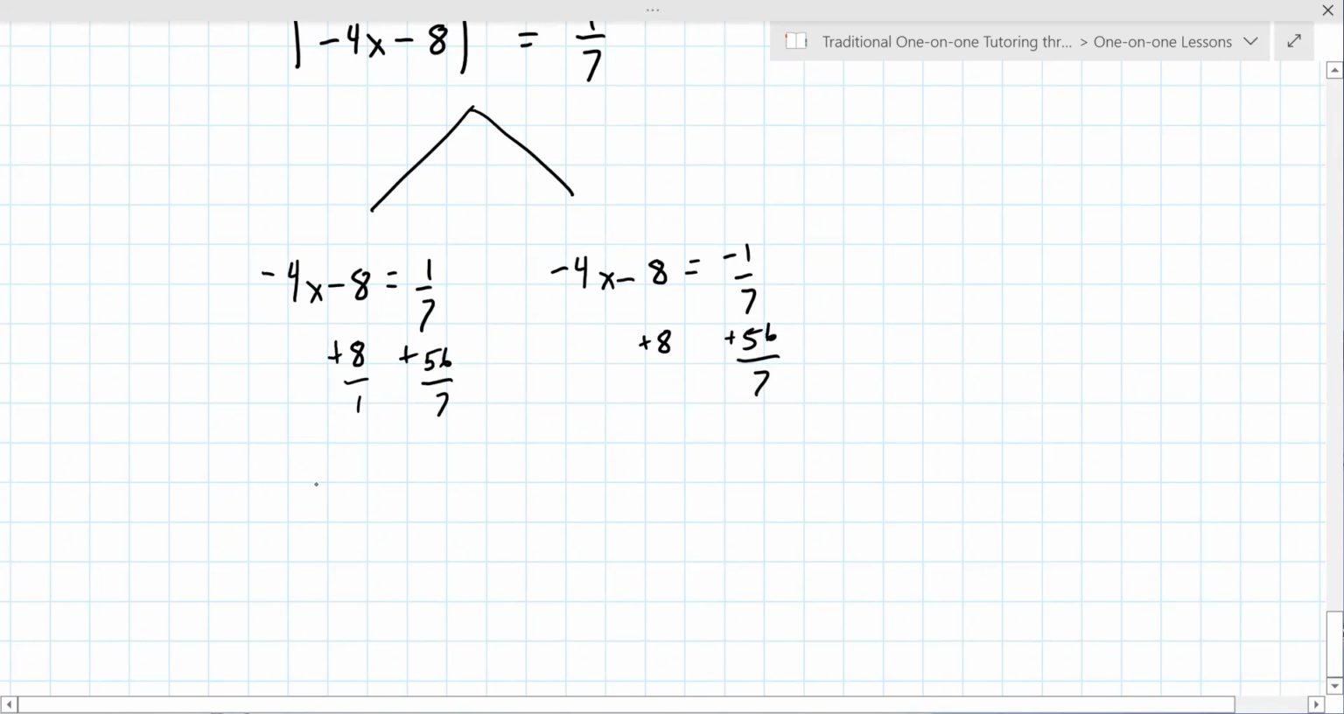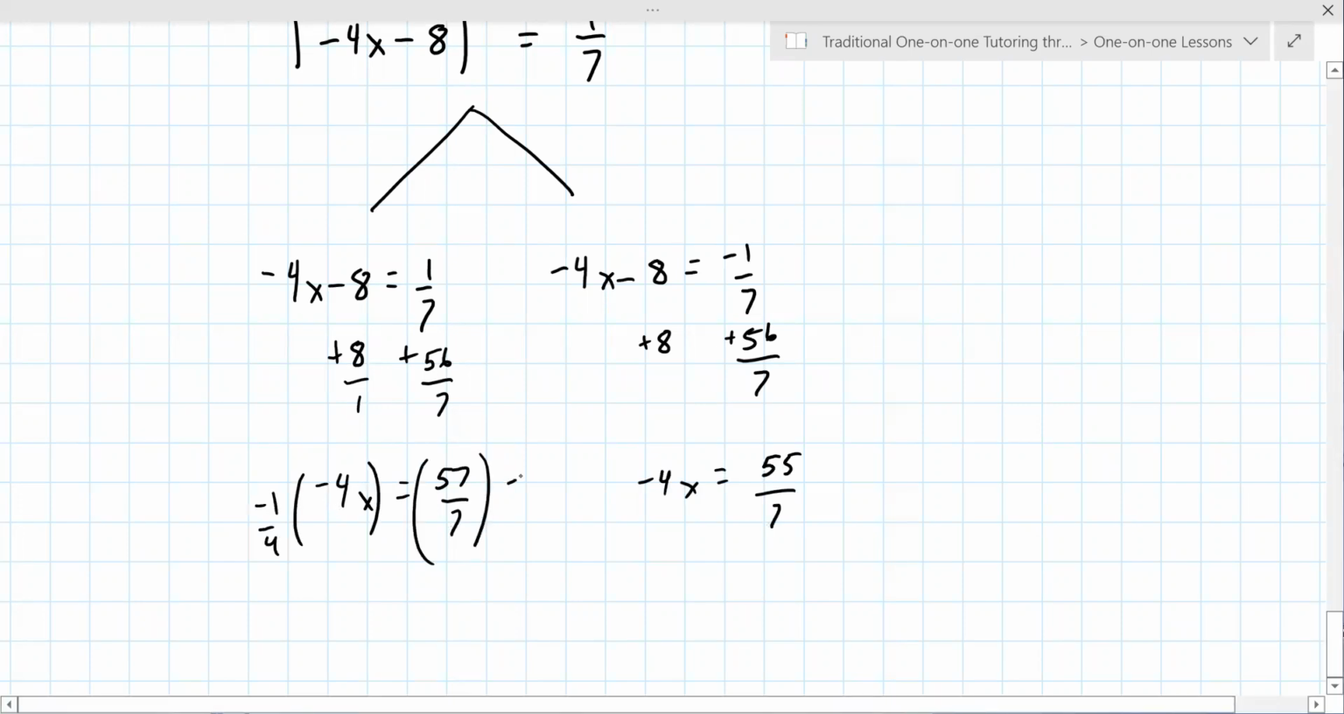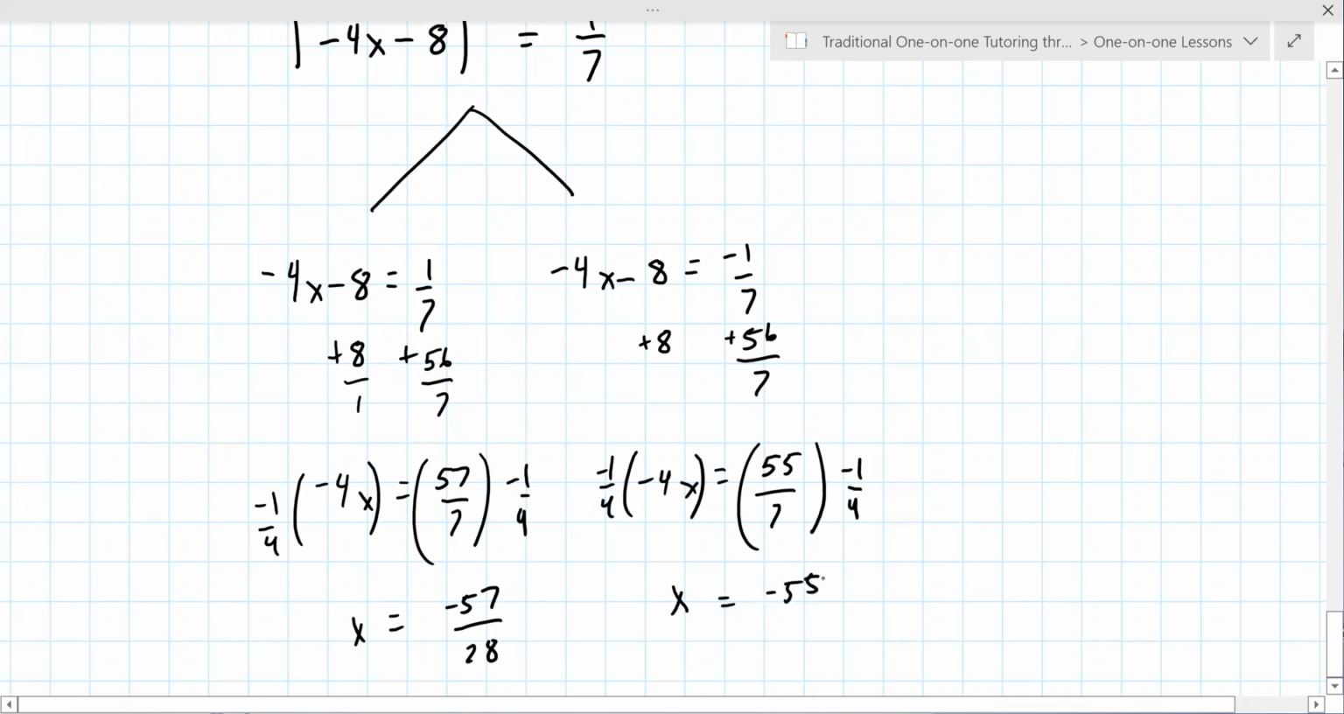So that's -4x equals 57 over 7, and -4x equals 55 over 7. And then from here, you divide by negative 4, but you can also multiply by negative 1/4, which I think would be preferred here. So that's negative 57 over 28. Do the same thing here. Negative 55 over 28.